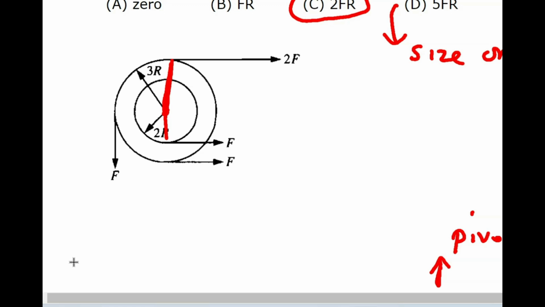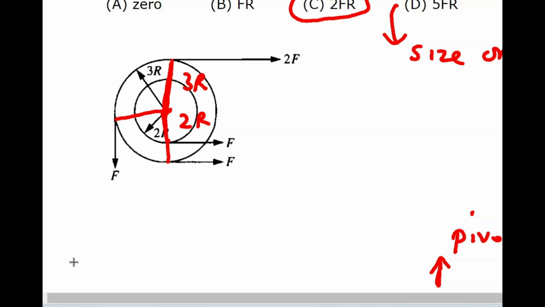I don't know if you can really see this, but the bigger moment arm is 3R, and the smaller moment arm is 2R. That's from the pivot point to the force, and they're all 90 degrees. Here's a 3R. That's a big one. This is a 3R. So there are two radiuses.